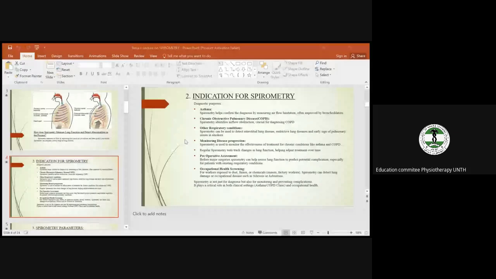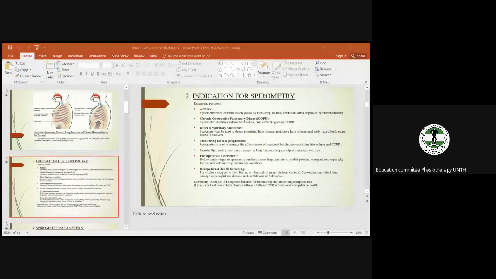Then monitoring disease progression. Spirometry is used to monitor the effectiveness of treatment for chronic conditions like asthma and COPD. Respiratory tests track changes in lung function, helping adjust treatment over time.